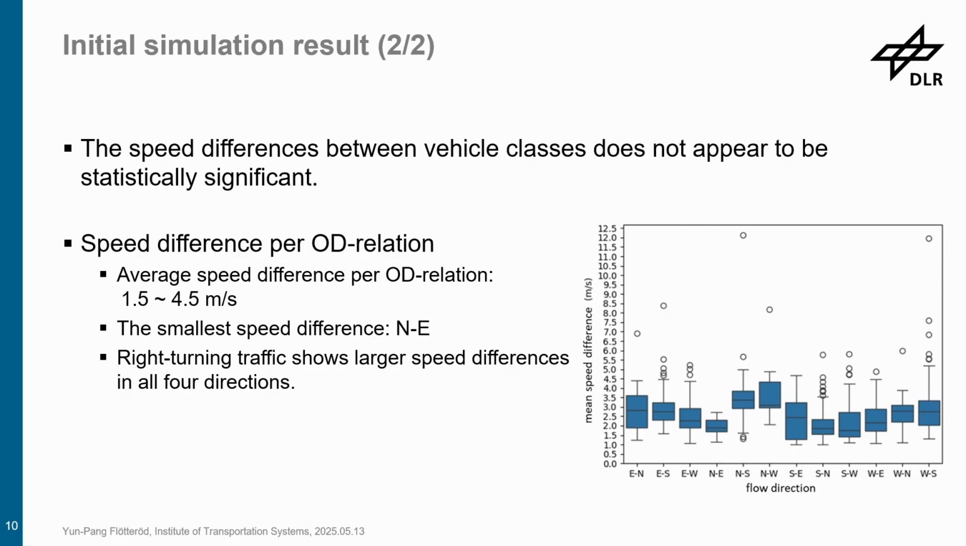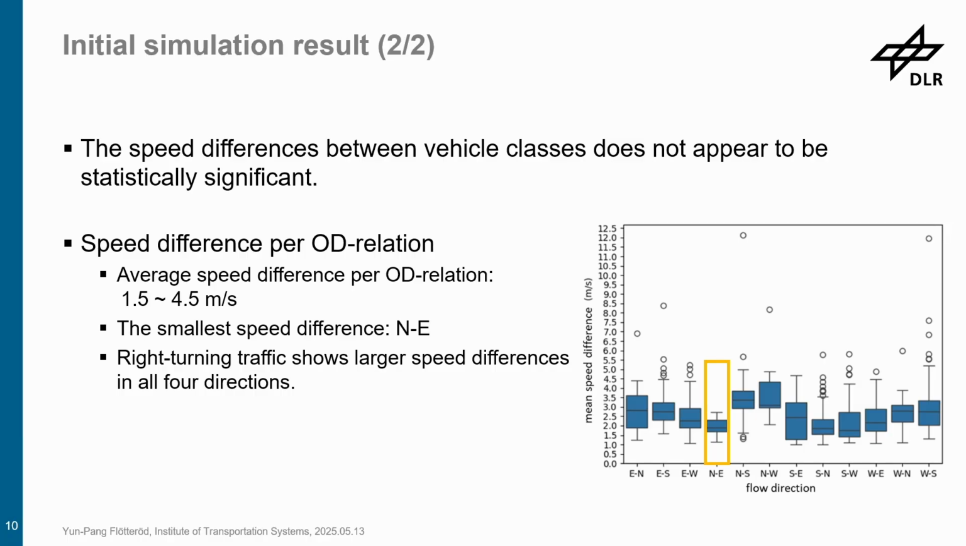And last, we also check the speed difference per OD relation. The average speed difference per OD relation is about 1.5 to 4.5 meters per second. And we found out that the smallest speed difference occurs in the direction from north to east. That's the left turn traffic. It is kind of due to, firstly, the less left turn traffic, and secondly, because of the adaptive traffic control for left turn movements. So they don't have to wait for a long time. They can always get priority to get a green and to cross the intersection.